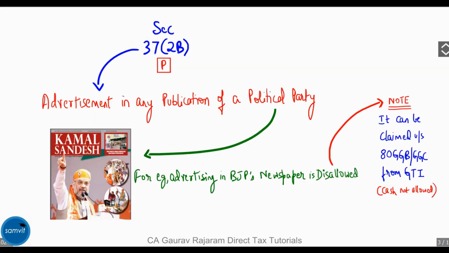Section 37(2B) disallows advertisement in any publication of a political party. But remember that you may still claim the expenditure under Section 80GGB or GGC from your gross total income. However, cash payments would not be allowed under those sections.